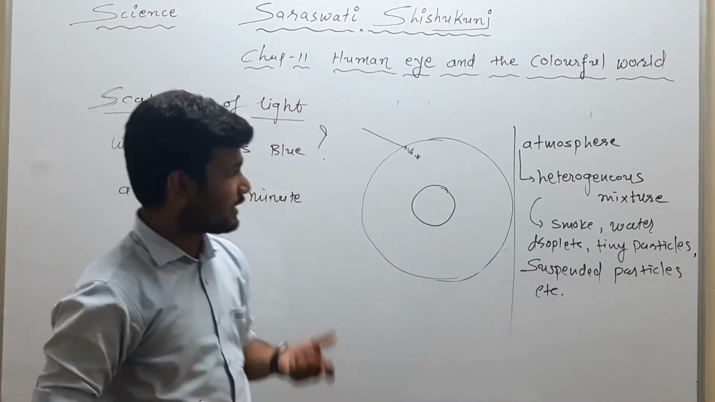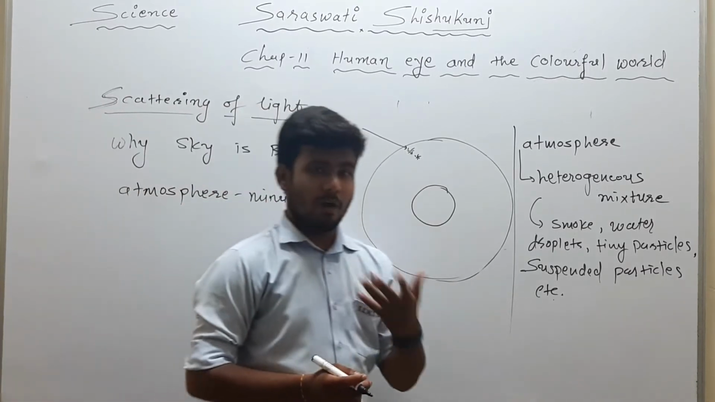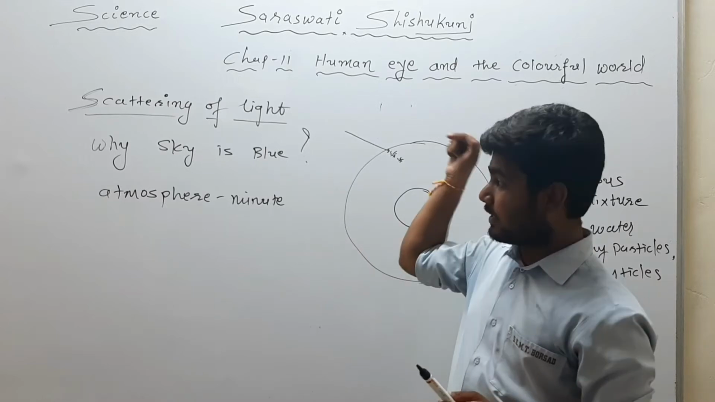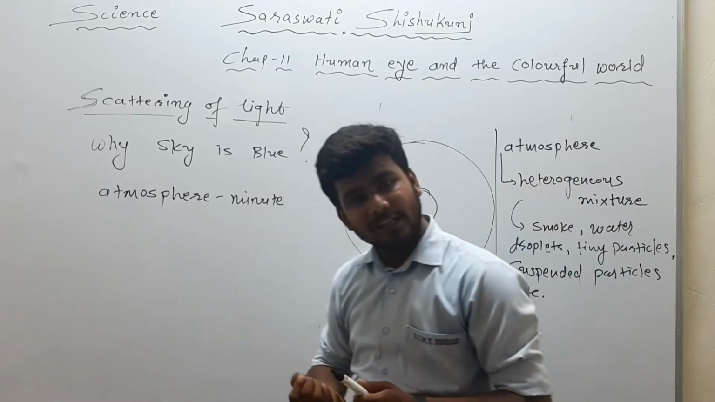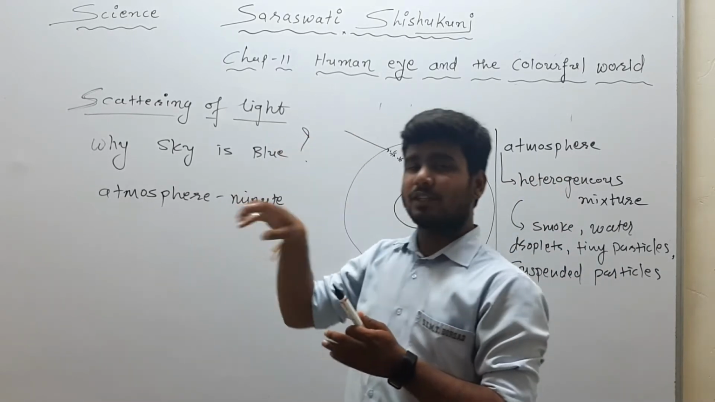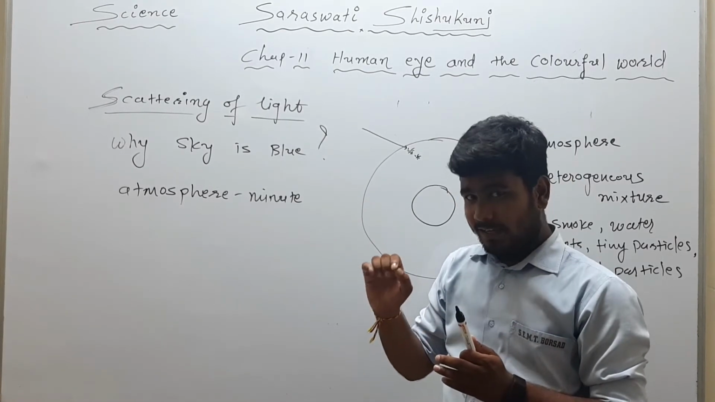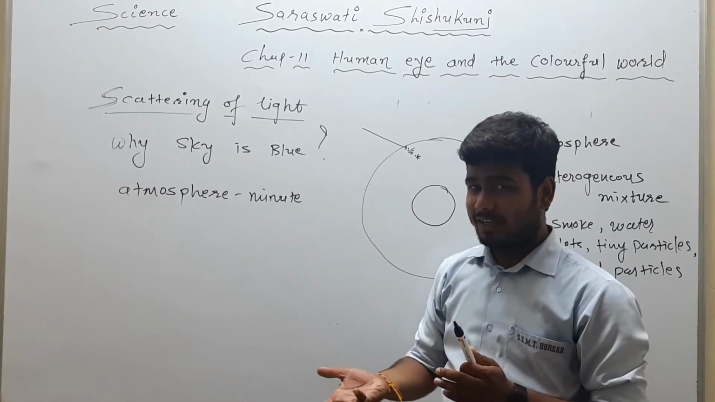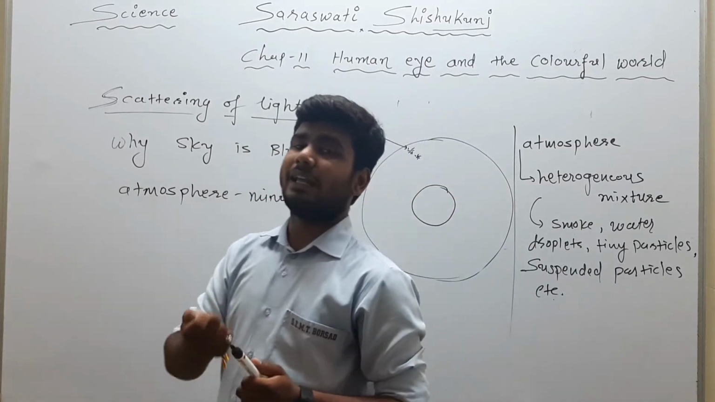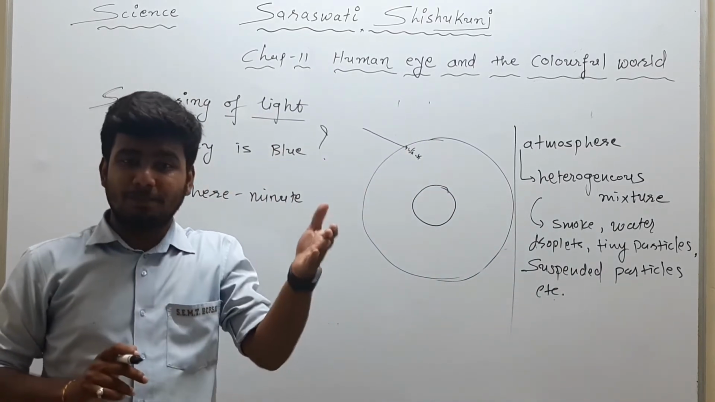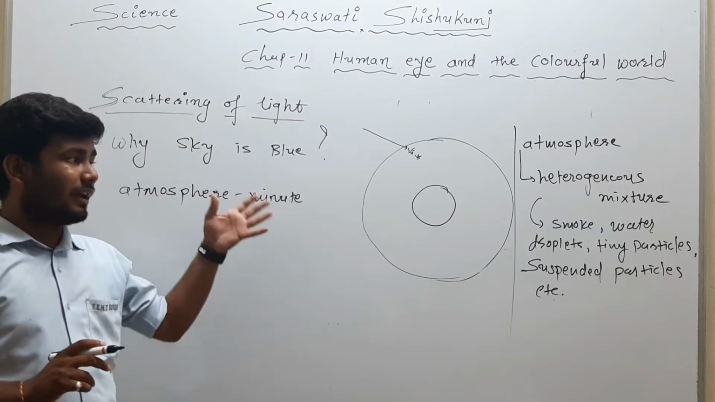So due to that, the color of the sky we see is blue. This question can be asked to you as a scientific reason: why is the sky blue in color? So how can we write the answer? When sunlight enters the atmosphere of Earth, there are very minute particles in it. As the light is incident on those minute particles, they will scatter the light. As the minute particles scatter shorter wavelength light, they will scatter blue color in every direction. That's why the color of the sky is blue. So due to minute particles present in our atmosphere, the color of our sky is blue. So this reason can be asked to you.